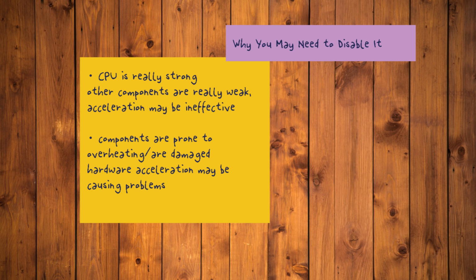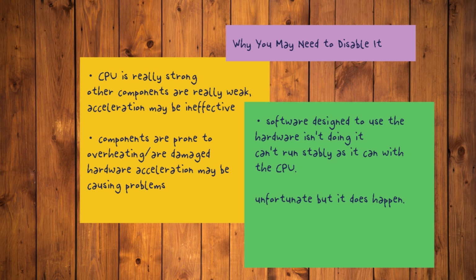If your CPU is really strong and your other components are really weak, acceleration may actually be ineffective in comparison to just letting the powerhouse take care of things. Additionally, if your components are prone to overheating or are damaged in any way, intensive use through hardware acceleration may be causing problems you wouldn't experience otherwise. Or the software designed to utilise the hardware isn't doing it well or can't run as stably as it does when using only the CPU. This is a common reason to disable hardware acceleration in an app's options, unfortunately, but it does happen.